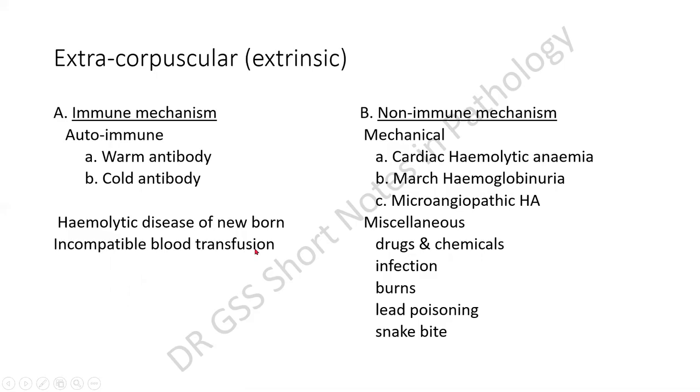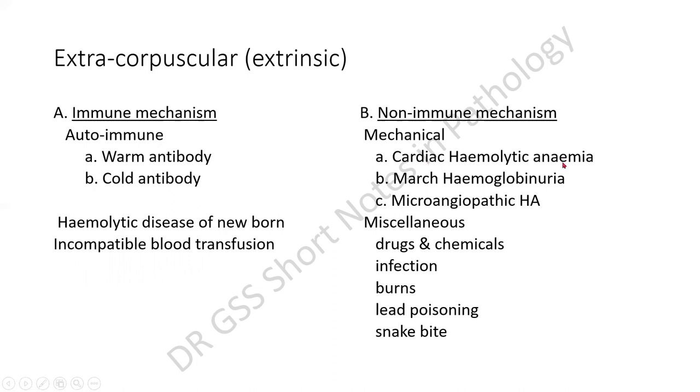Incompatible blood transfusion. You give a wrong blood transfusion, there is a hemolysis. One can be an RH incompatibility or it can be an ABO incompatibility. So all these are defects of the immune system, but it is of extrinsic etiology. Whenever I say immune mechanism, there can be non-immune mechanism also.